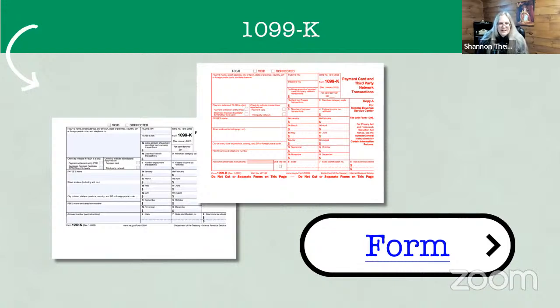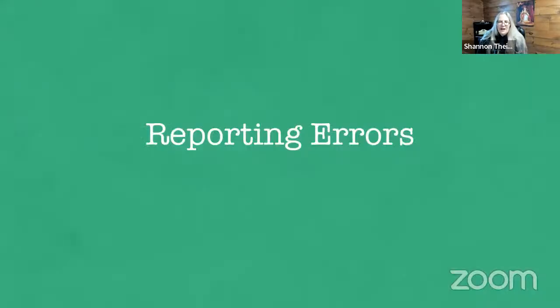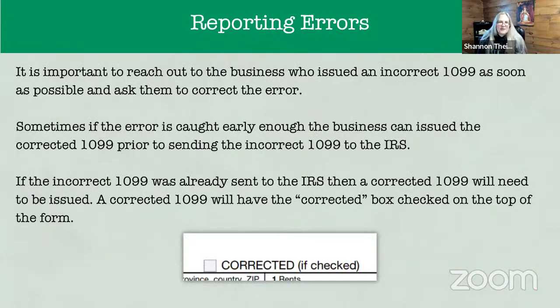I've just got some 1099-Ks here as an example of what goes on each one. Reporting errors. It's important to reach out to the business who issued an incorrect 1099 as soon as possible to ask them to correct the error. Because sometimes if it's caught early enough, the business can reissue or void a 1099 prior to sending the incorrect one to the IRS.